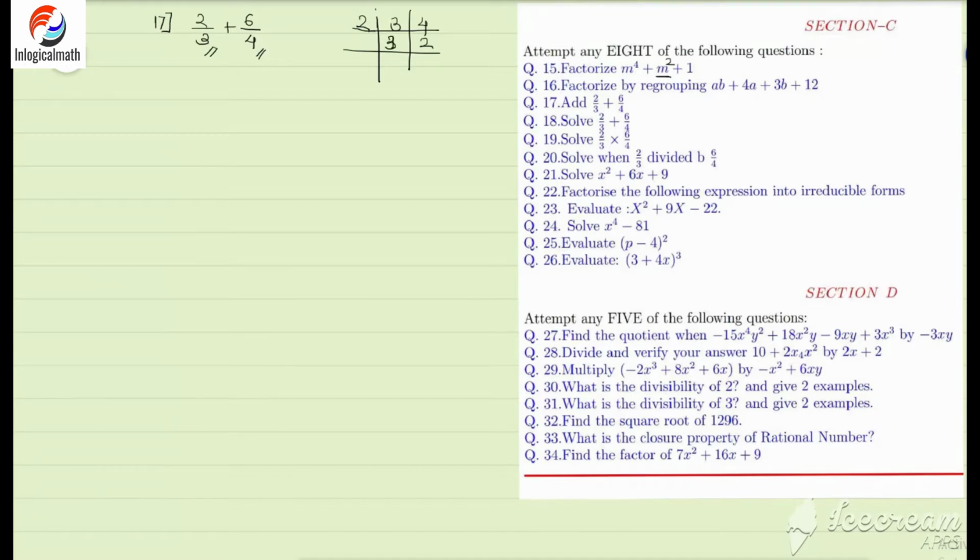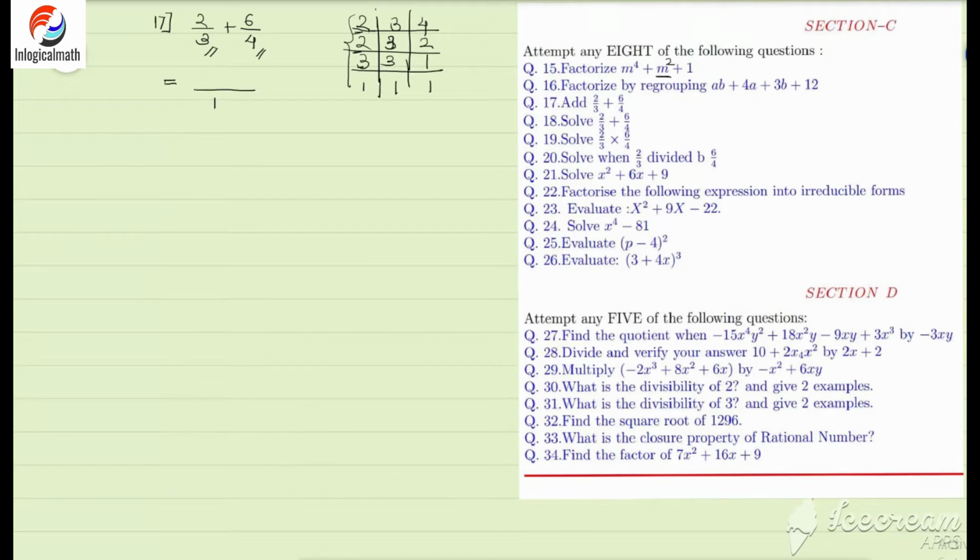Again 3 as it is. So 2 1s are 2. 3 as it is. 3 1s are 3, 1 put here. So now multiply this. 2 2s are 4, 4 3s are 12. So the LCM of 3 and 4 is 12.